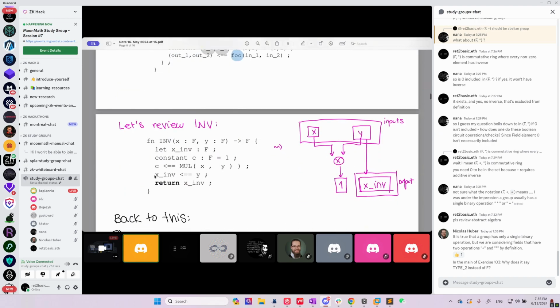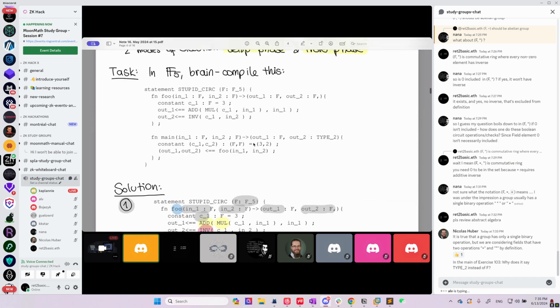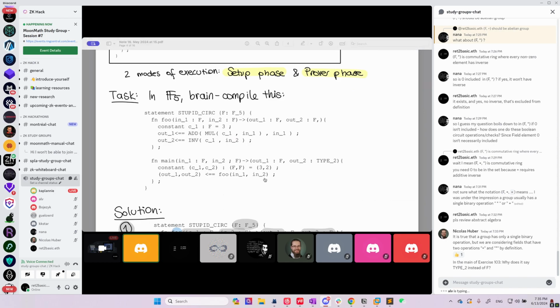And since we did not define the inverse function in the exercise, like I just showed it here from the book, the inverse function actually should be returning a field value and not something else, not a type 2 value. So I think this is a bug, and this should be F2, I think. Hope this helps.